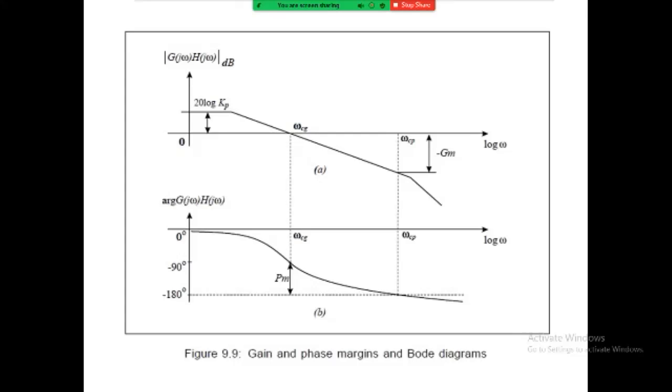Similarly, what is the real zero? The transfer function representing a real zero is given by G of j omega equal to 1 by z in bracket z plus j omega, which is equal to 1 plus j omega by z.